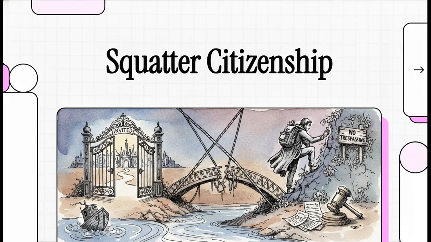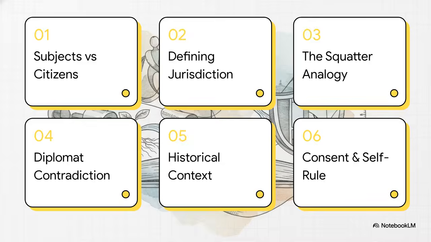The author is essentially claiming that our current legal interpretations collapse the fundamental difference between invited members of a community and those who bypass the rules, which, in their view, completely redefines American sovereignty in the process. Okay, let's dive into this. To truly grasp the author's argument, we're going to deconstruct it step by step through 6 key areas. We'll start with subjects versus citizens, then defining the jurisdiction. After that, we'll hit the squatter analogy, the diplomat contradiction, the historical context, and finally, consent and self-rule.